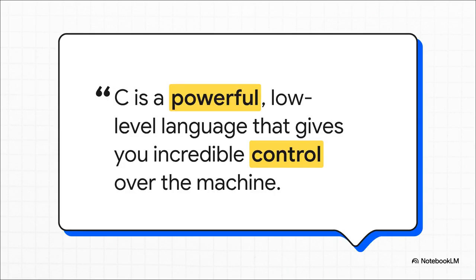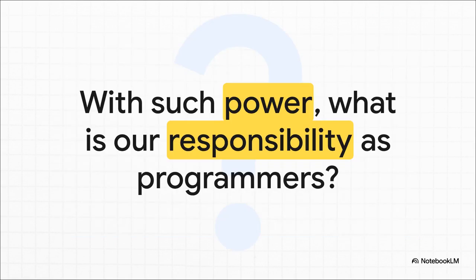You know, this quote really just nails it. C isn't about holding your hand or giving you safety nets. It's about raw, unfiltered power. It trusts you, the programmer, with direct control over the hardware. And it's that control that allows for such incredible performance. And that, of course, leaves us with one final, really important question.